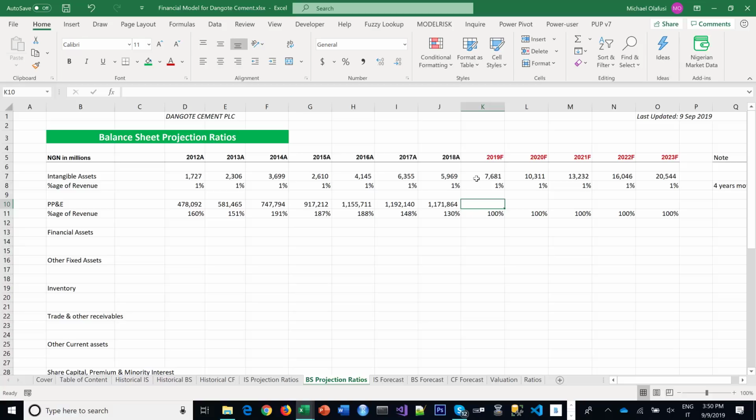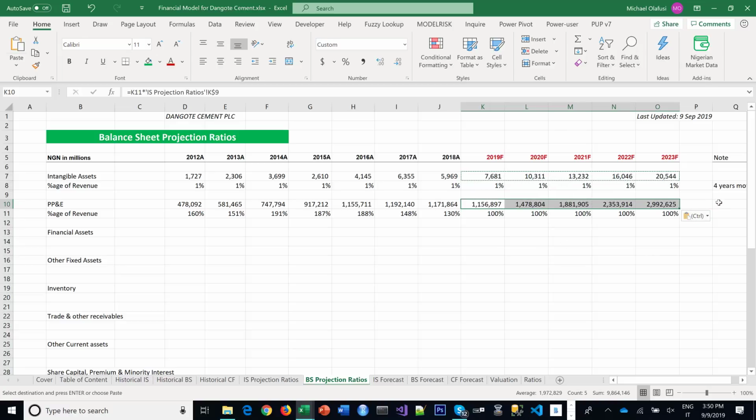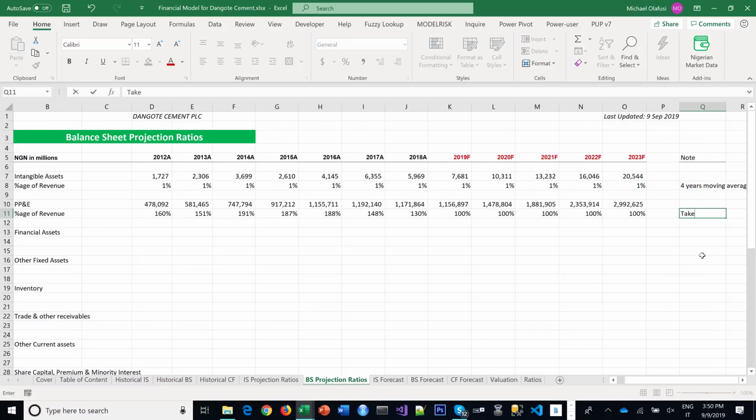And again, for this, I can copy and paste. So instead of going that far back, I can use this here and say taking 100 percent. Okay, so let's move on.